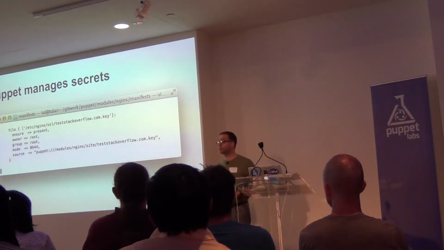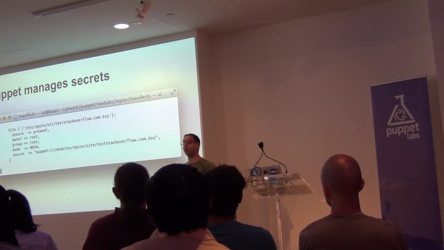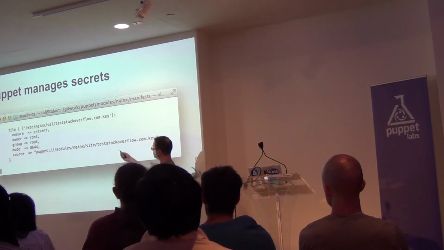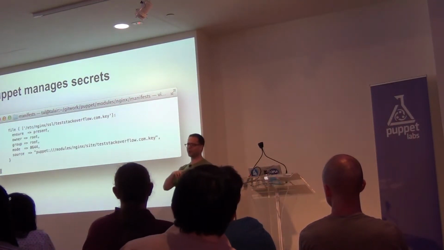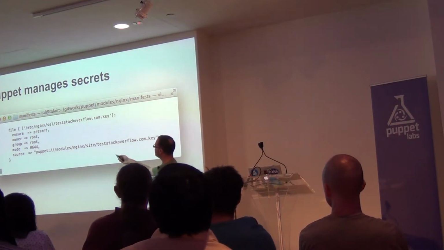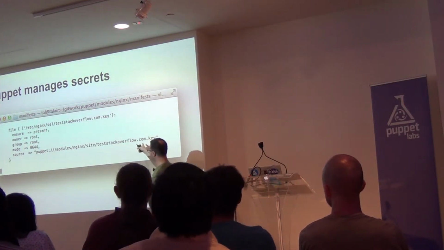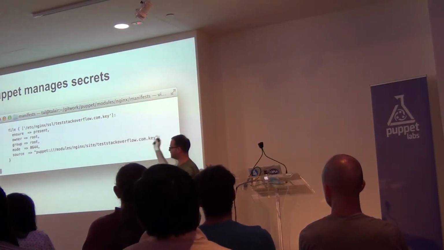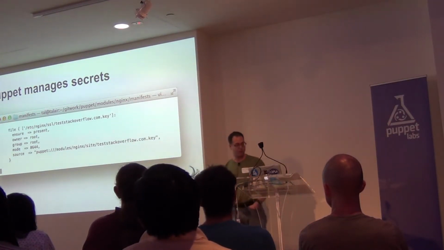So Puppet is really good at deploying secrets. You just use, for example, the file doohickey. John earlier called it resource. No, it's the doohickey. Use the file doohickey and you say, we have this SSL key and we want to deploy it over there, and Puppet takes care of that for you. Awesome.